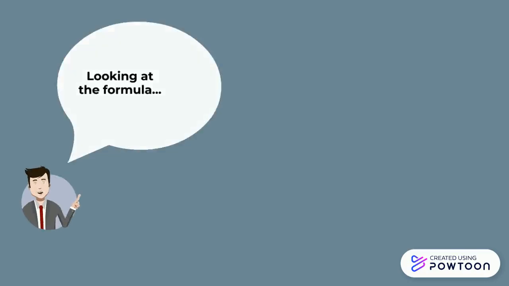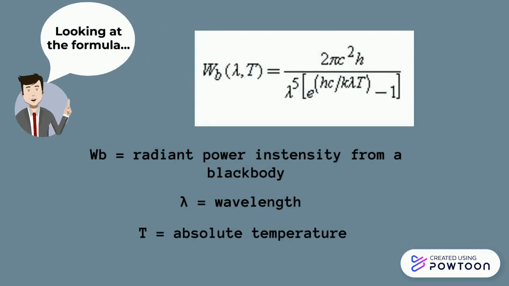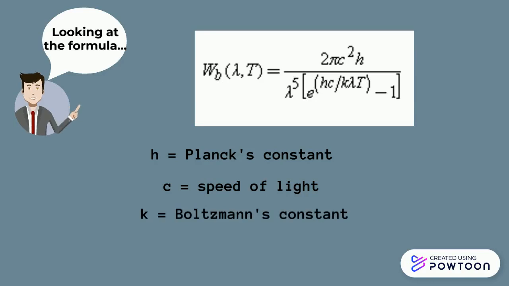Looking at this formula, W is the radiant power intensity, gamma is the wavelength, T is the absolute temperature in Kelvin, h is Planck's constant, 6.625 times 10 to the power of negative 14 joules second, c is the speed of light, which is 3 times 10 to the power of 8 kilometers per second, and k is the Boltzmann constant, which is 1.38 times 10 to the power of negative 23 joules per Kelvin.